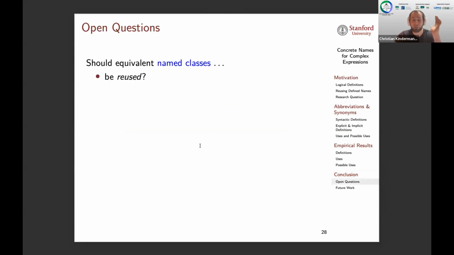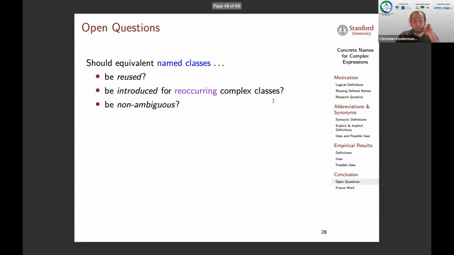I would just like to ask the community that is present here whether equivalent named classes should be reused whenever they can be reused, whether we should introduce named classes for reoccurring complex class expressions, and whether non-ambiguous definitions should be avoided or not. I've already talked to a bunch of ontology developers, and there doesn't really seem to be a consensus. There might be a general tendency of how these things should be used, but there are always exceptions and caveats that are worth discussing and taking into account.